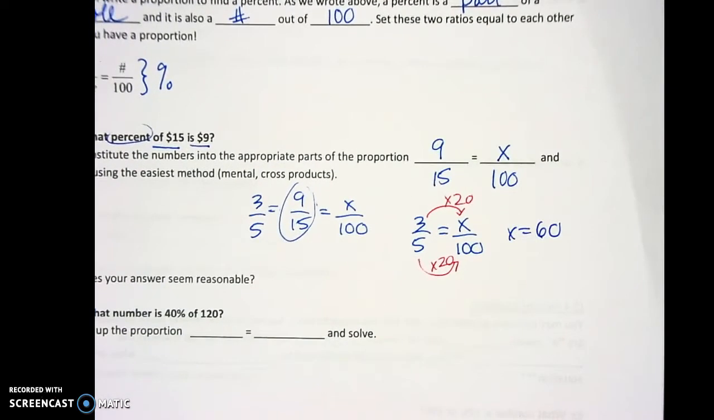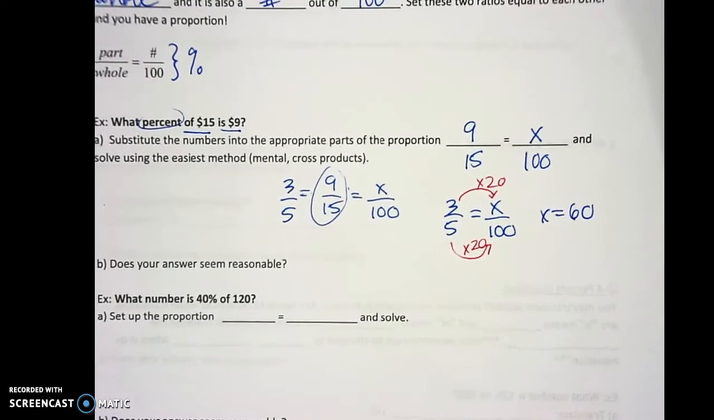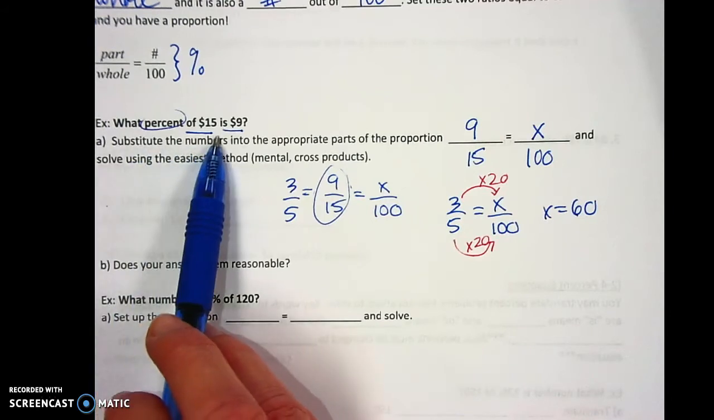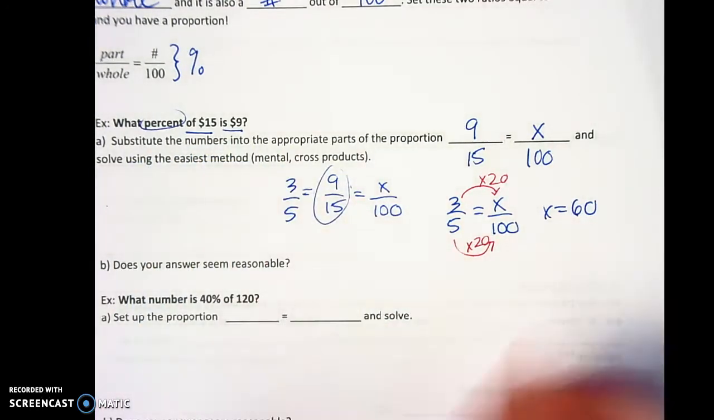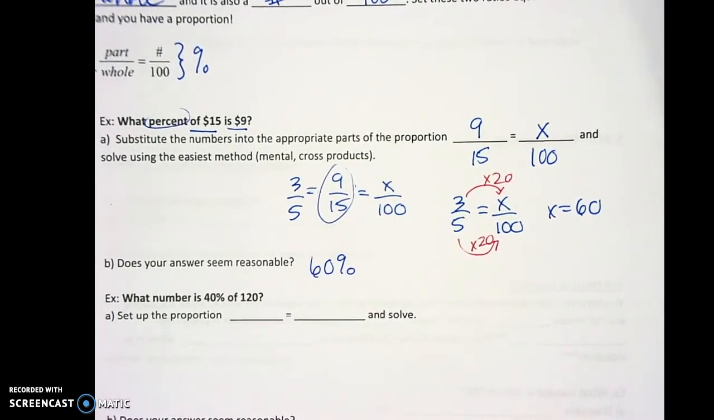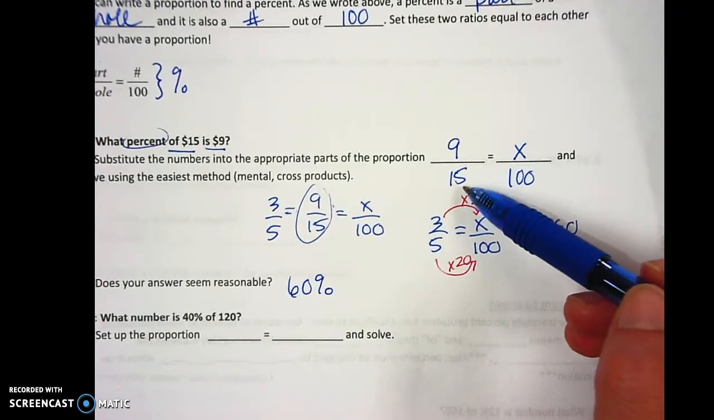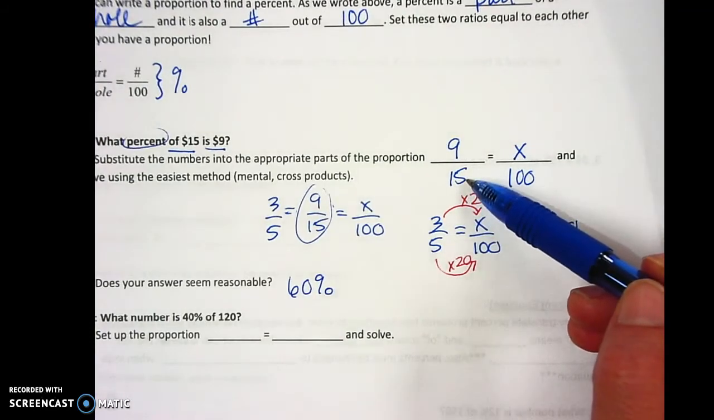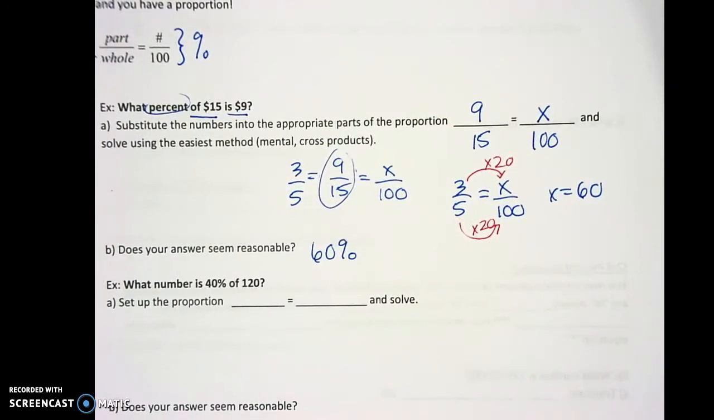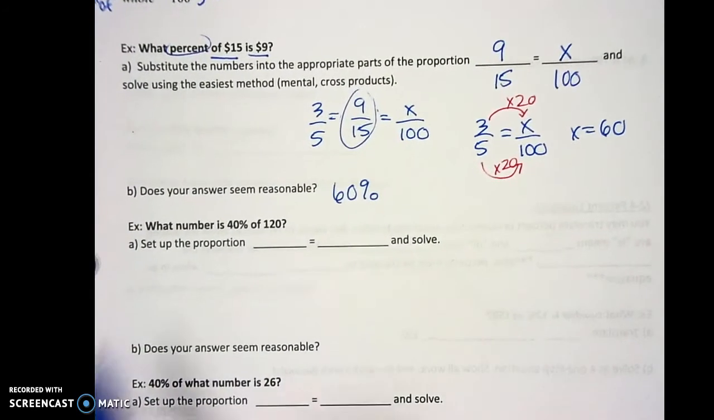So like I said before, we always need to check to see if our answer sounds reasonable. Always go back to the question. What percent of 15 is 9? I'm looking for a percent, so I need to write my 60 as a percent. Does this sound reasonable? That 9 is 60% of 15. Yep, sounds reasonable. One way to check is that half of 15 would be 7.5. So a little more than that, 60%. Yep, 9 sounds reasonable. Okay, let's move on. Let's see how the next question will go.